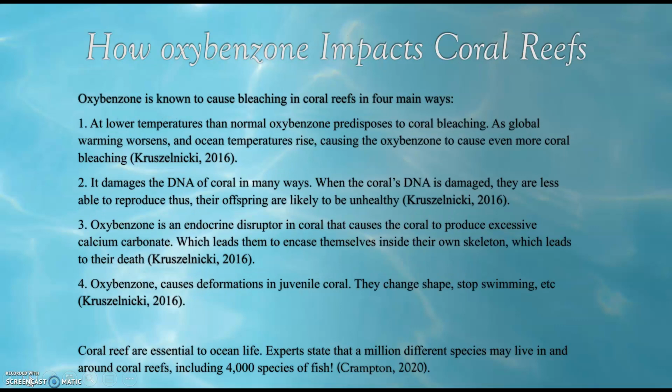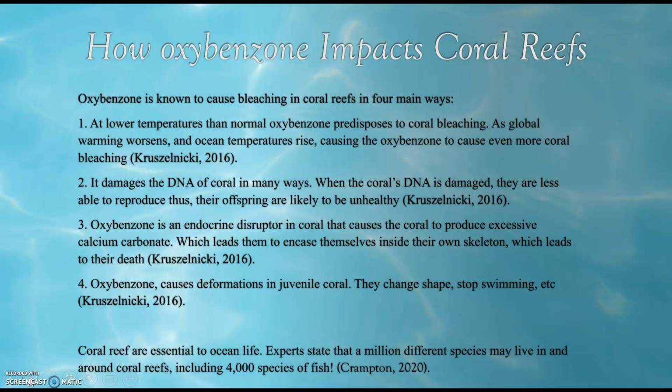So oxybenzone is known to cause bleaching in coral reefs in four main ways. At lower temperatures than normal, oxybenzone predisposes coral to bleaching. As global warming worsens and ocean temperatures rise, the oxybenzone causes even more coral bleaching. It damages the DNA of coral in many ways. When the coral's DNA is damaged, they're less able to reproduce, thus their offspring are likely to be unhealthy.